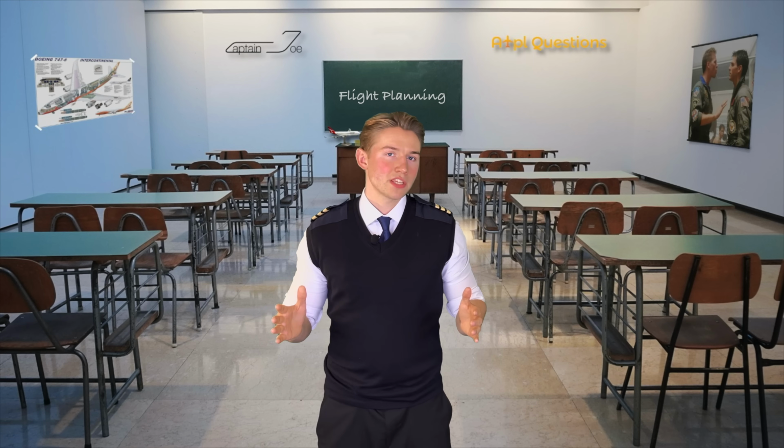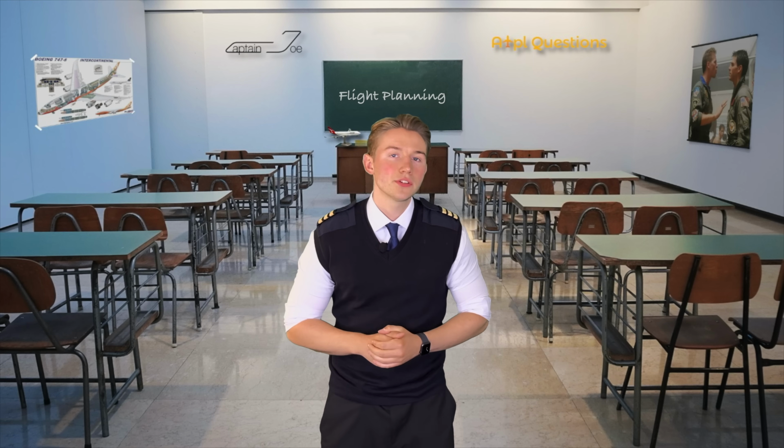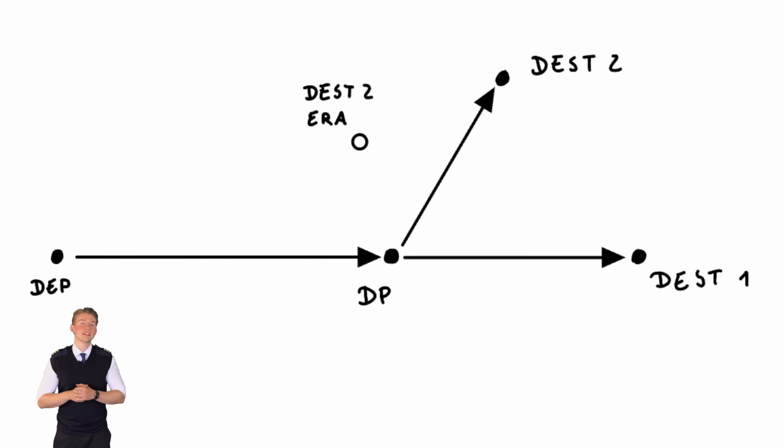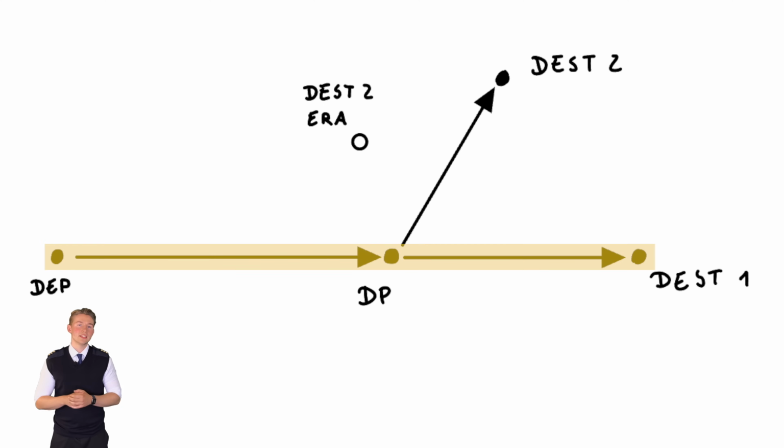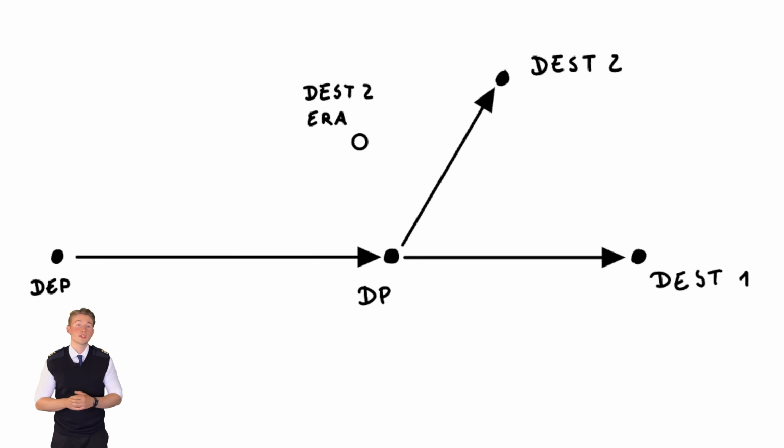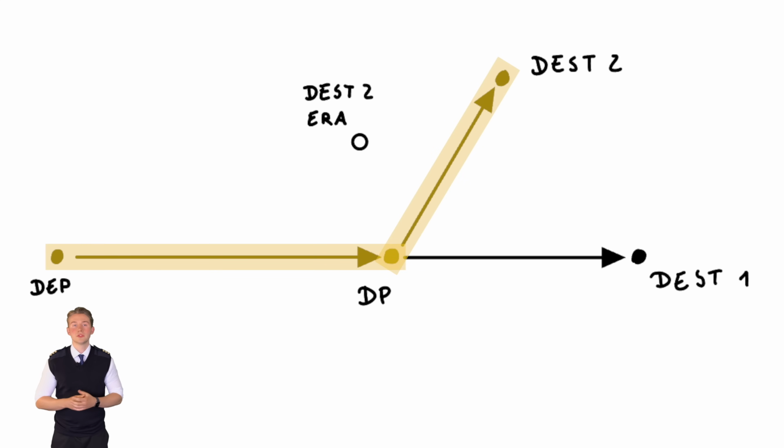Okay, so for this question, we recommend that you draw yourself a little sketch that should look like this. This will make it easier for you to visualize what the question is asking of you. Now, similar to the other reduced contingency fuel question we previously answered, there are two routes that we have to calculate the required fuel for. The first is from the departure airport to the destination via the decision point, and the second route is from the departure airport to the decision point and then onwards to the optional refueling destination.